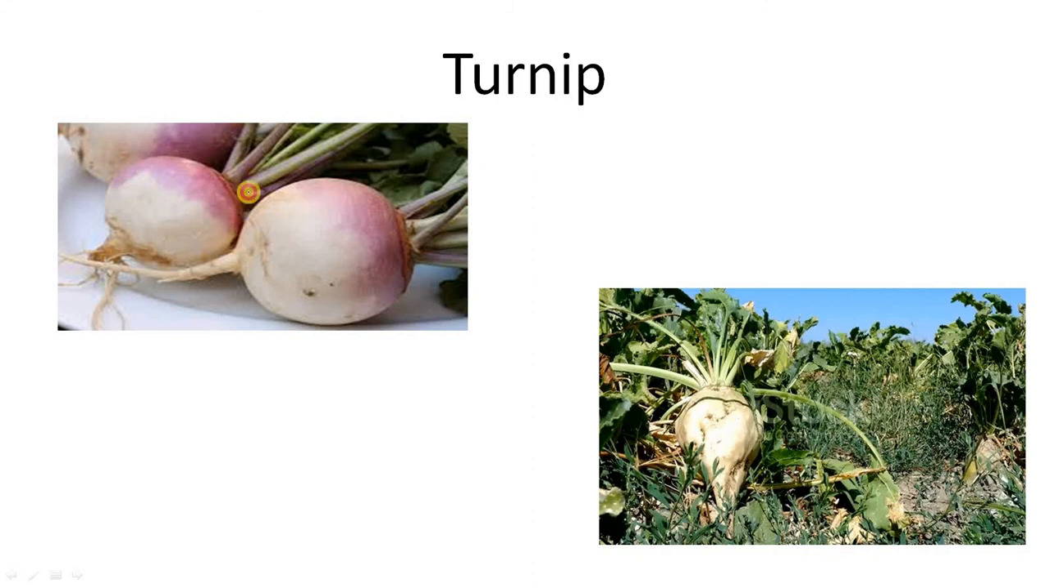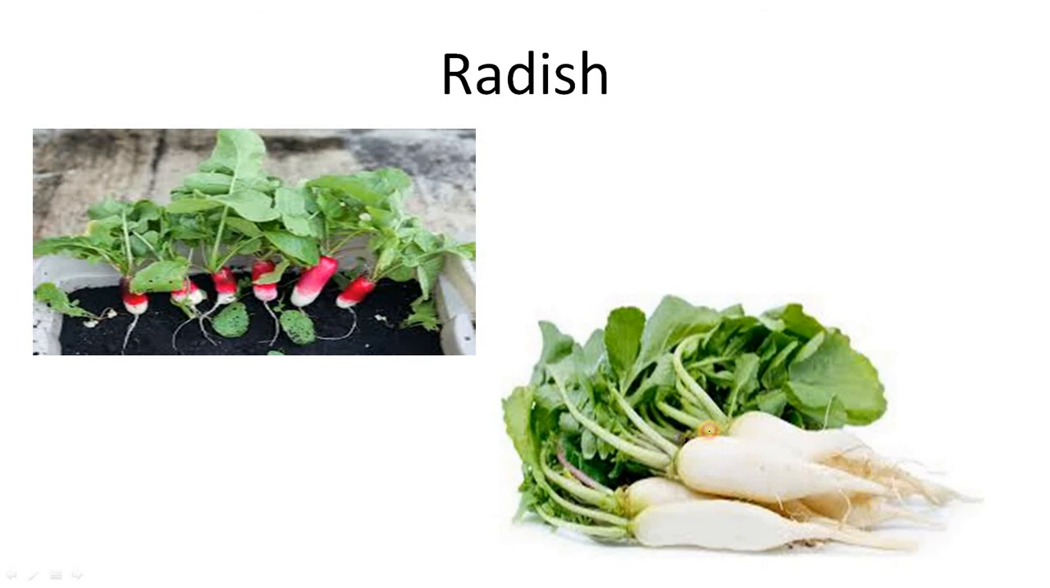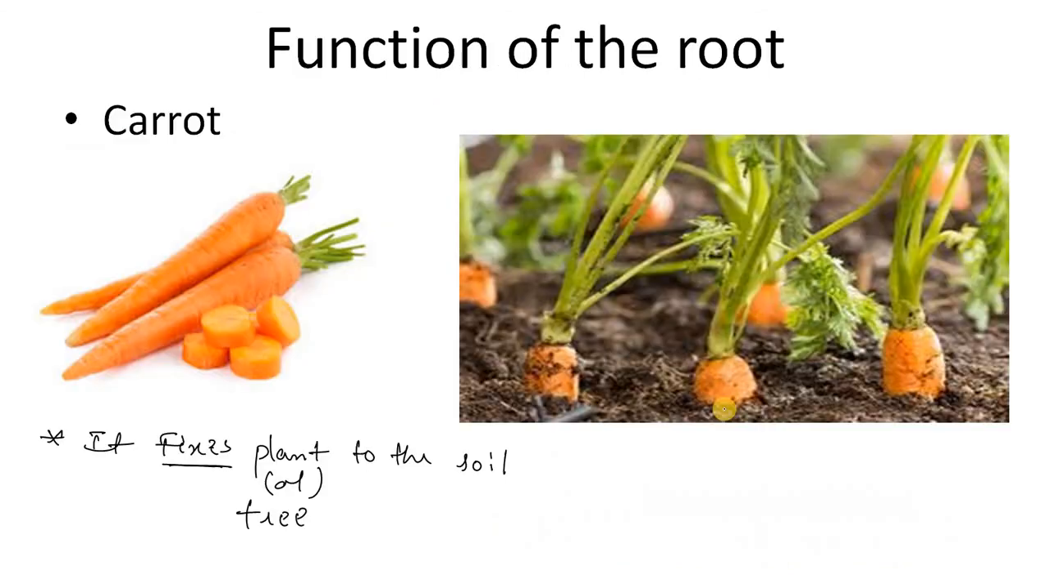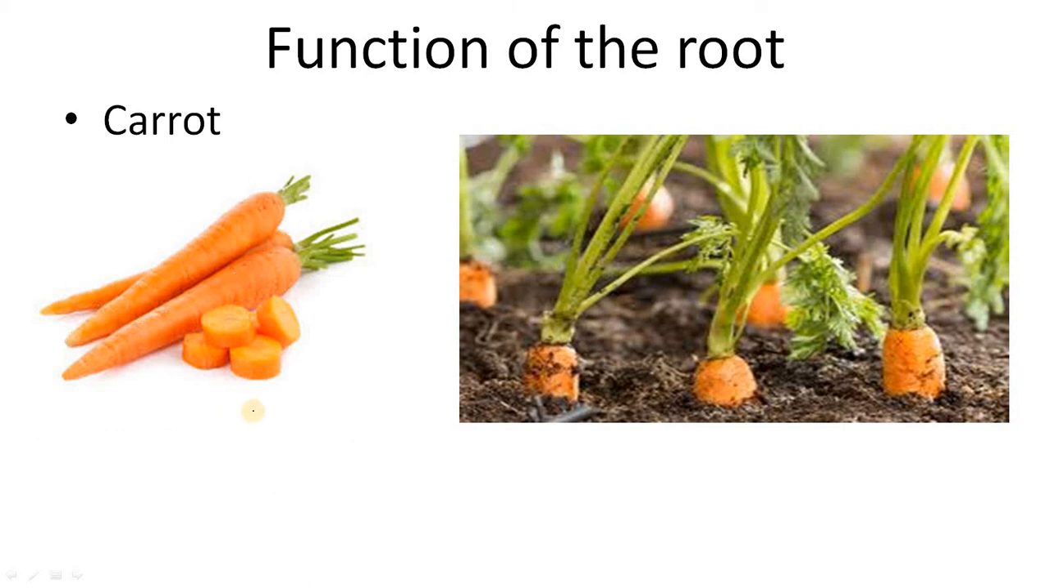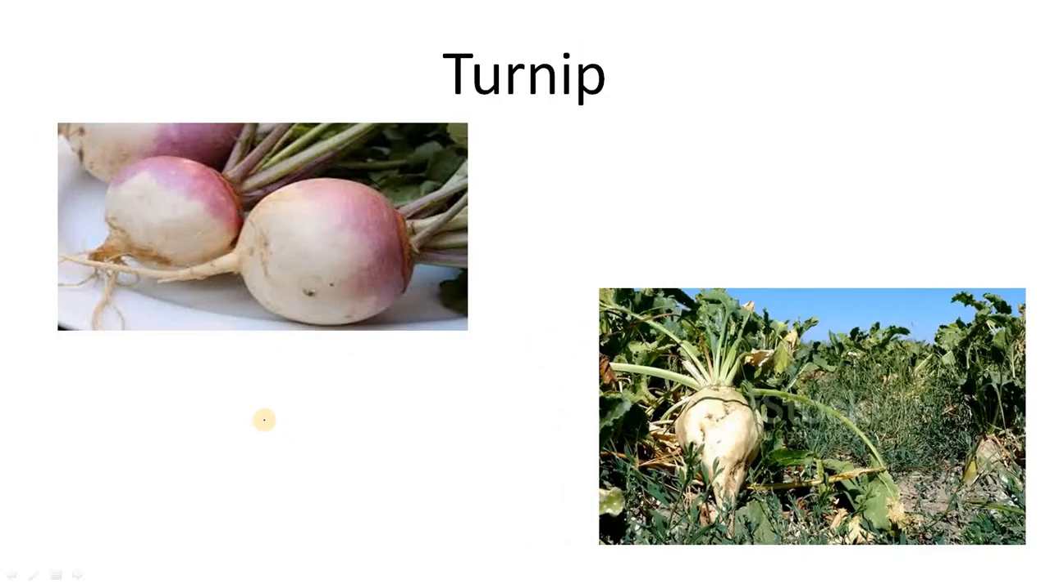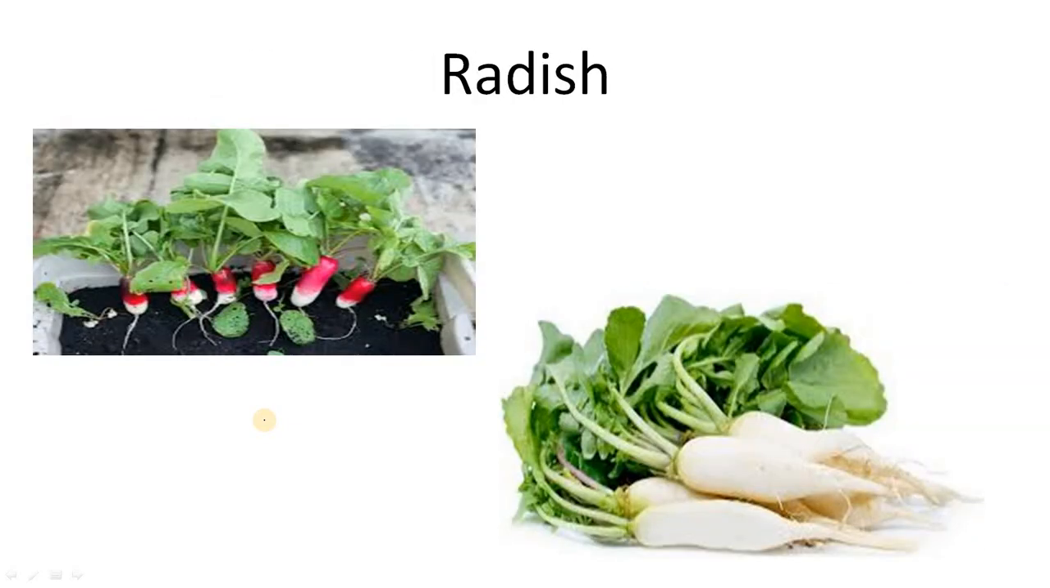And the last and final one is, see, these roots are different, right? If you see there, see, turnip, it is bulged. Radish, see, radish, it is bulged. Then carrot, it is also bulged, right? These roots are different from other kinds of roots, right? These roots are a little bit different. Why are they so bulged up?